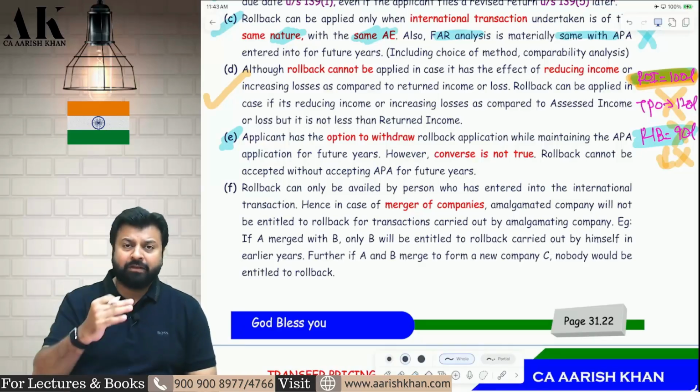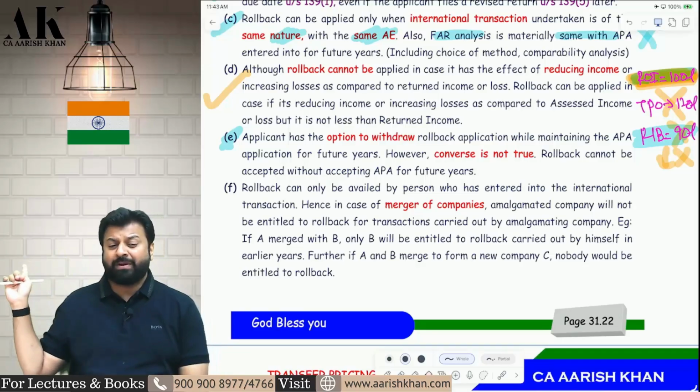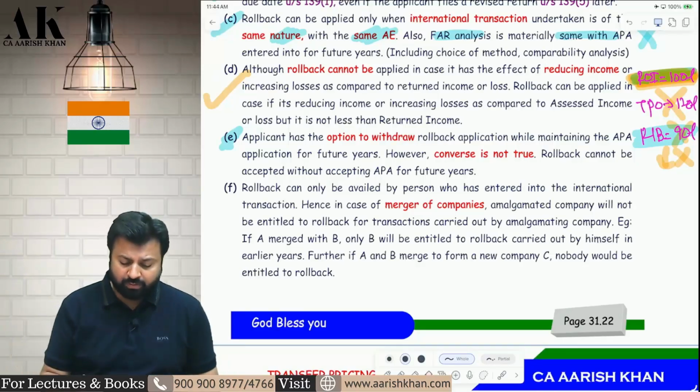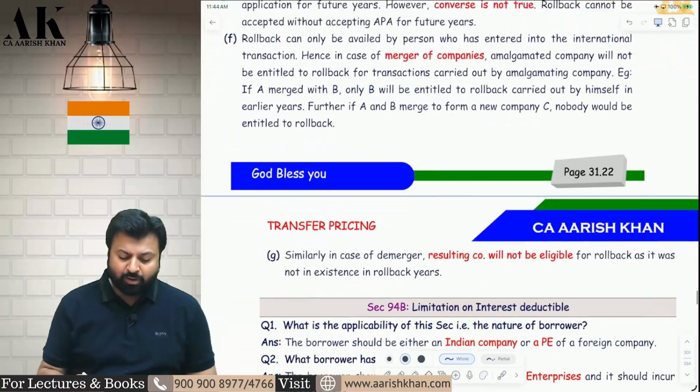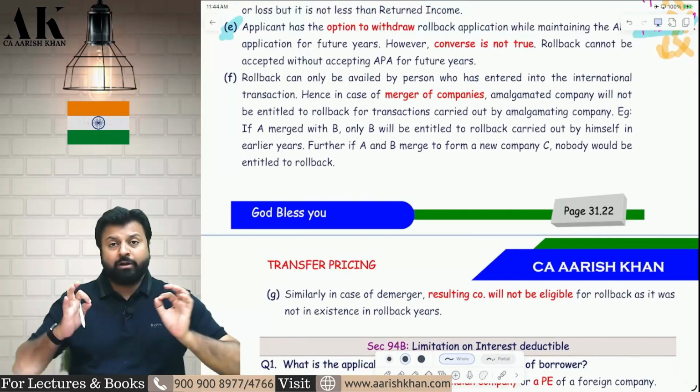Only APA is possible. If you want to go for only future transactions agreement, you can go for that. But if you want to go for only past transactions agreement, that is not practically possible. I hope it is clear to all of you. Last but not least, in case of merger and demerger, what will happen, sir? Very important. Try to understand this example.